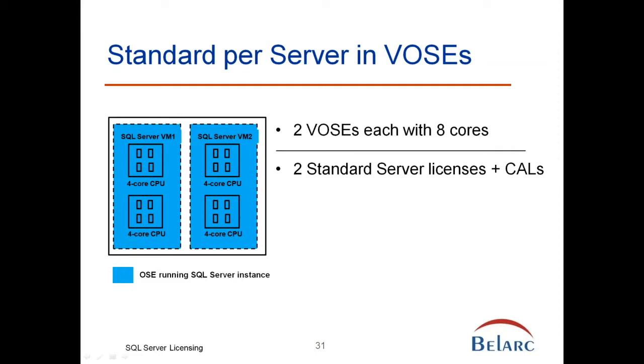Although we're showing the physical environment here, I'm saying for licensing, the physical environment doesn't matter. So we got 2 machines. Each of them happens to have 2 CPUs and 4 cores apiece. But again, since it's per server, they don't matter. It's just 2 servers, so you need 2 licenses and the associated CALs for the users and devices.